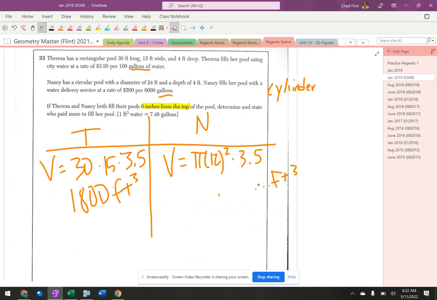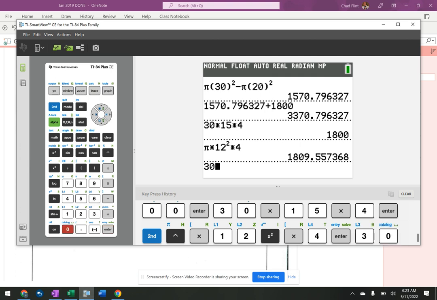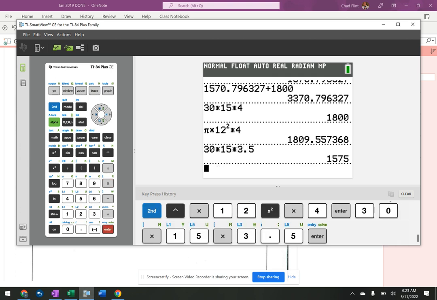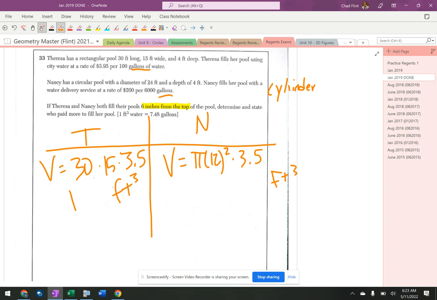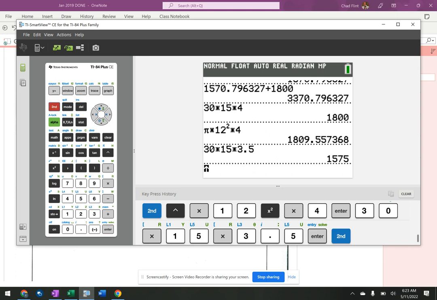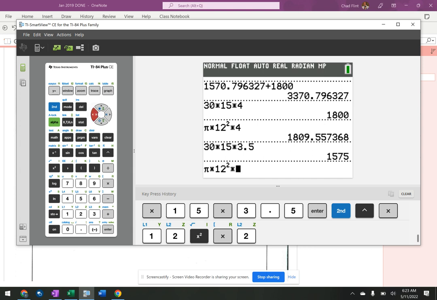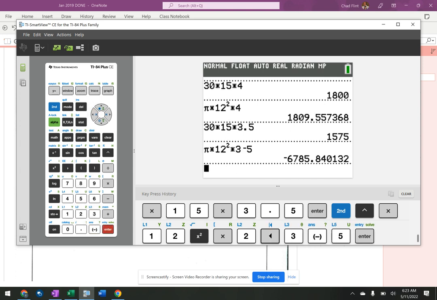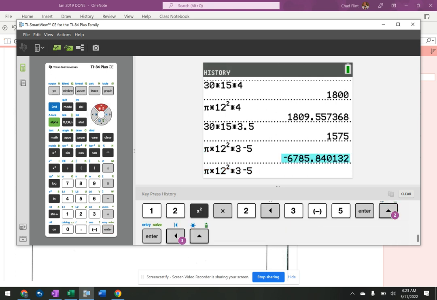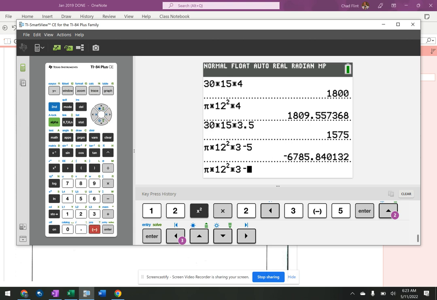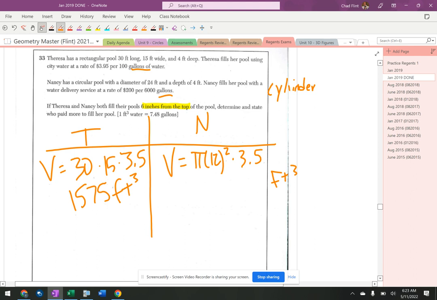Let's get rid of that. I would get the same answer at the end as to who pays more, but I wouldn't get full credit. So 30 times 15 times 3.5 is 1575. Then pi times 12 squared times 3.5, oops, wrong thing again, there we go, 3.5, is 1583.362.